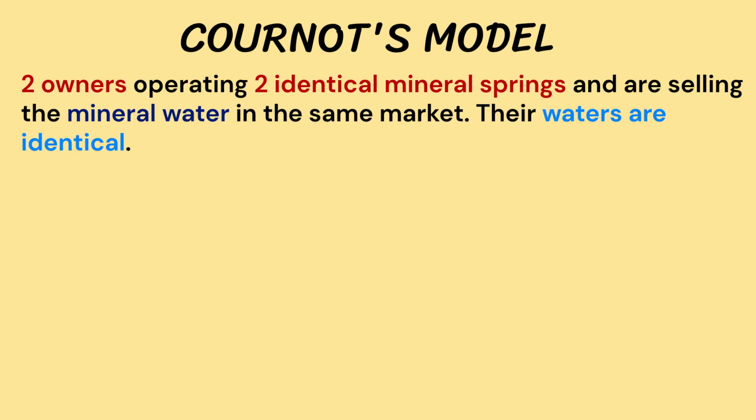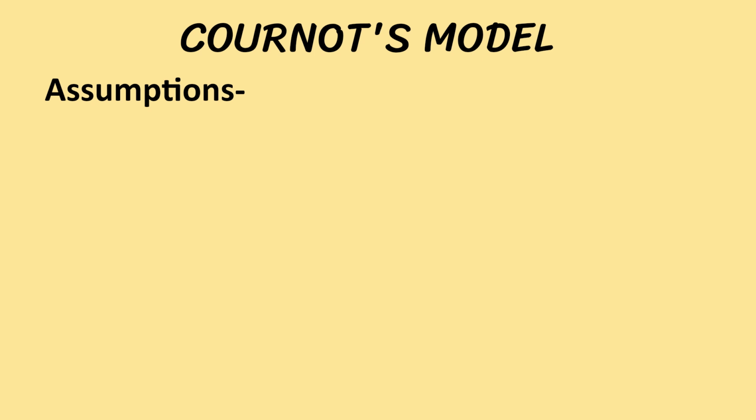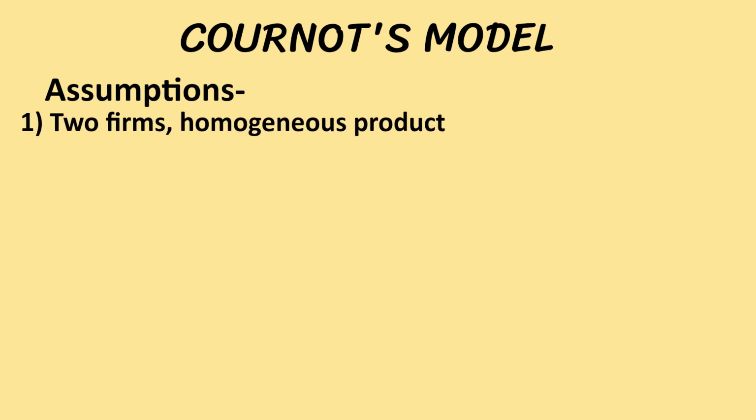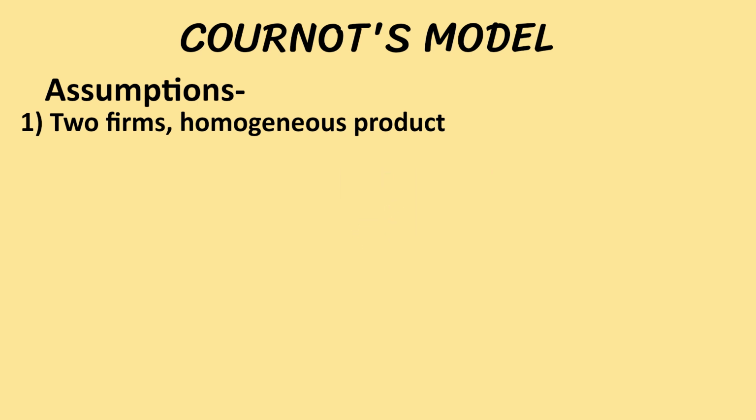Cournot takes the case of two identical mineral springs operated by two owners who are selling their mineral water in the same market. Their waters are identical, as shown in the picture here. Moving ahead, this model is based on certain assumptions. The first assumption is that the market consists of only two firms, let's say A and B, which are producing a homogeneous product, that is water.